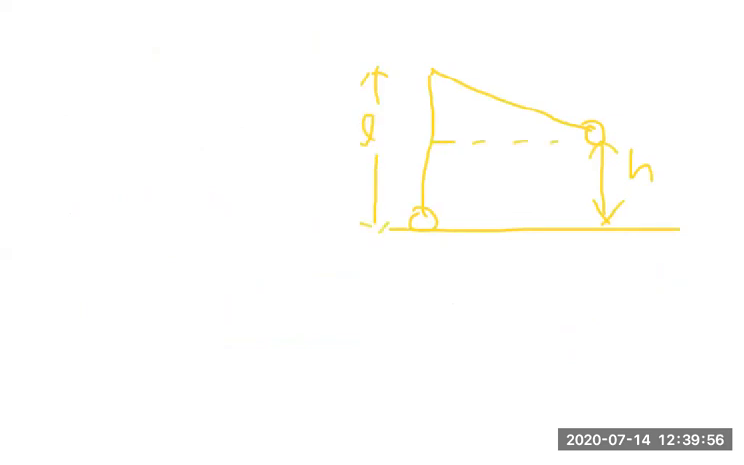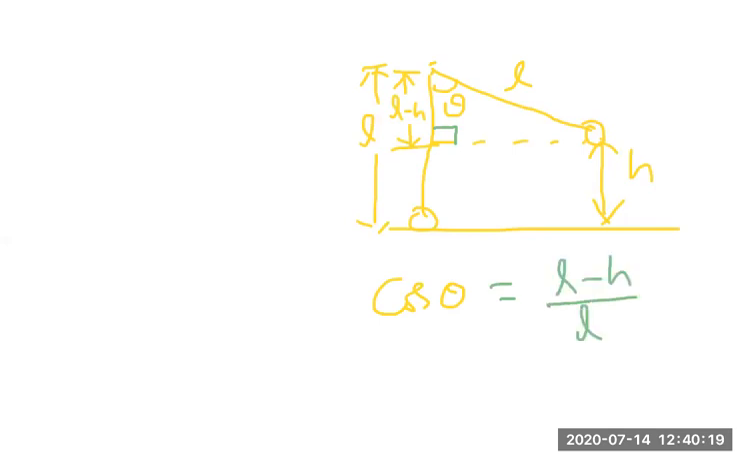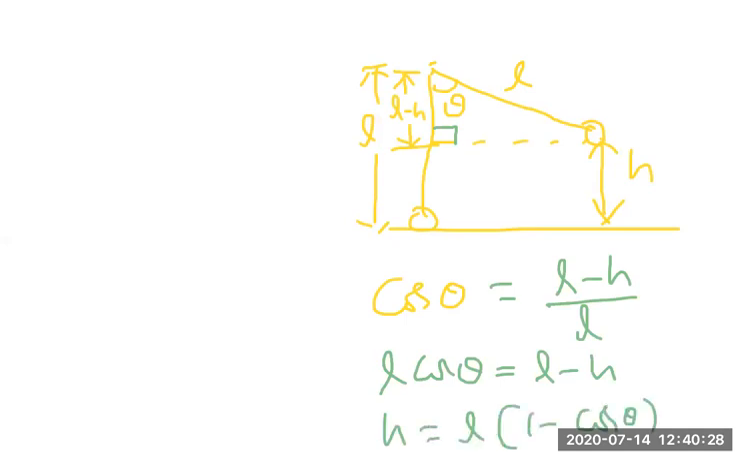Now it rises to this height h, so from here to here we can take L minus h. This angle is theta and this is L. From this information, what is cos theta? This is a right angle triangle. Cos theta is adjacent by hypotenuse, which is L minus h by L. So L cos theta is equal to L minus h, and h we can write as L into 1 minus cos theta.